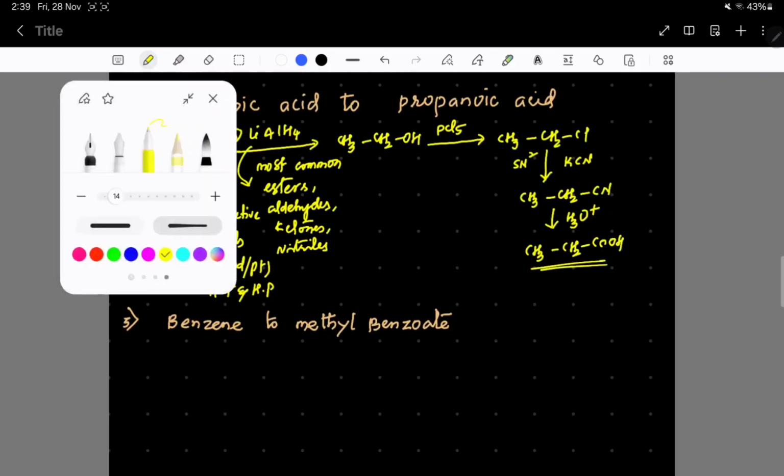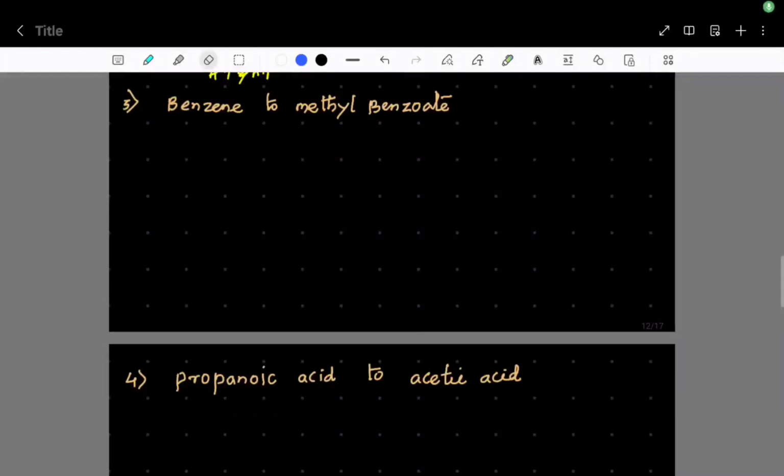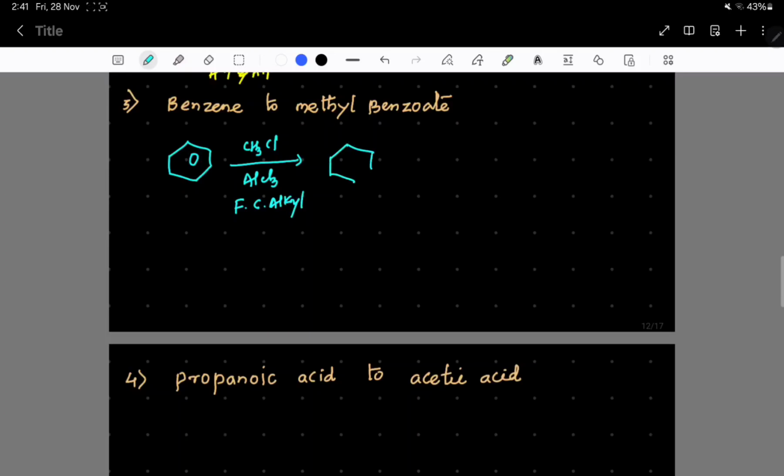Now this is the method of preparation from benzene to methyl benzoate, so benzene to ester formation. Here benzene is reacted with CH3Cl using AlCl3. This is a Friedel-Crafts alkylation. So you will get methyl benzene, or toluene, as the product.